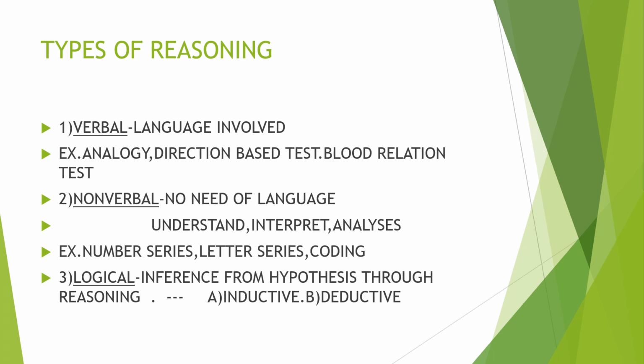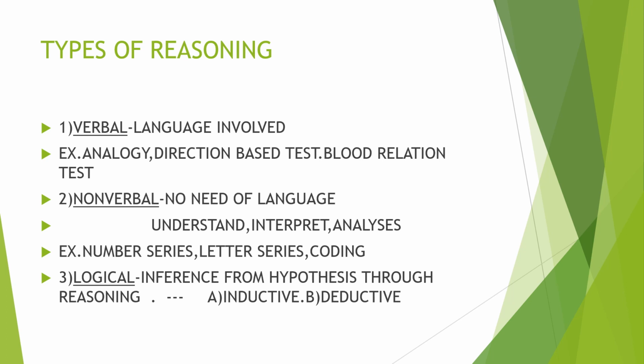Then codings are also given. For example, a tumble is coded as 1, 2, 3. Then they will ask what a bat is coded as, and they will ask some kind of questions like that. So coding will come under the non-verbal type of reasoning.